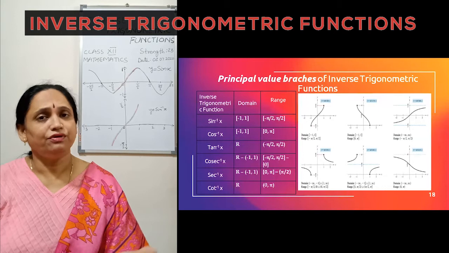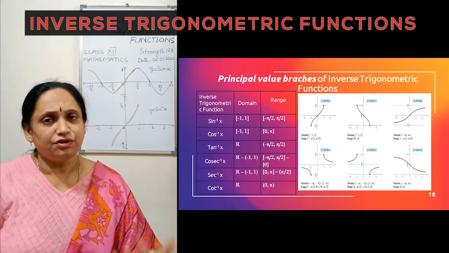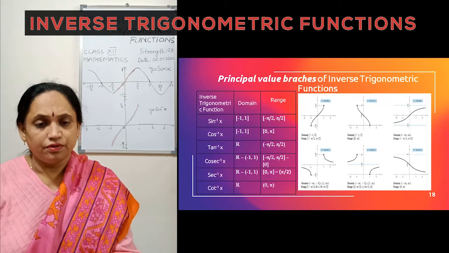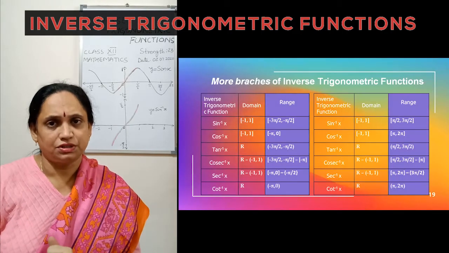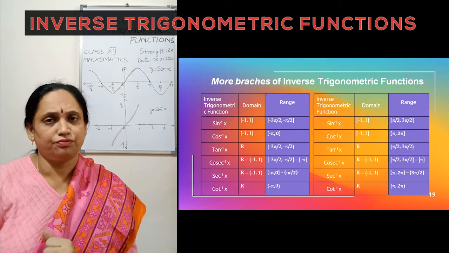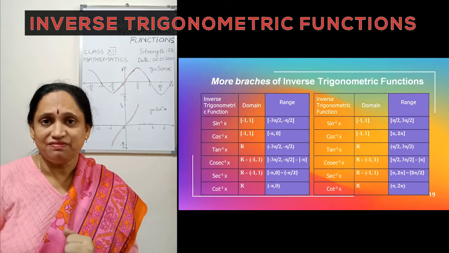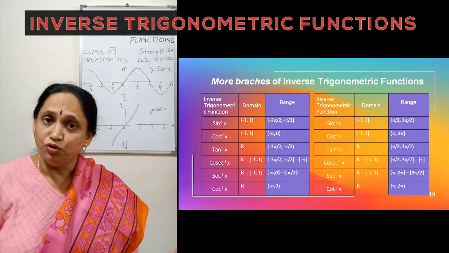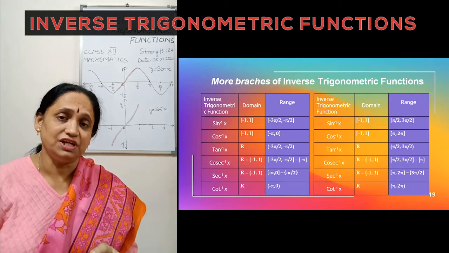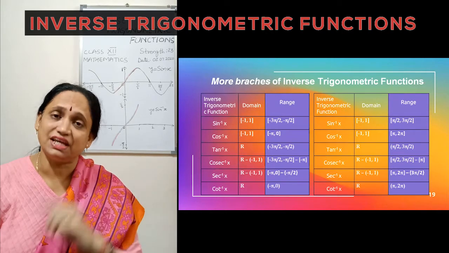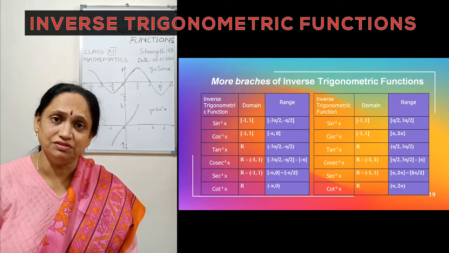So in this way, you can remember all the inverse values, more branches of these inverse trigonometric functions. Now, we learned about the principal value branches. There are more branches where the trigonometric function can be one-one and onto. Hence, we can find the inverse trigonometric function.